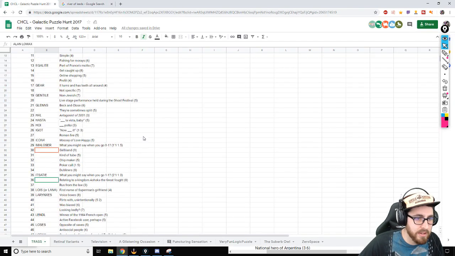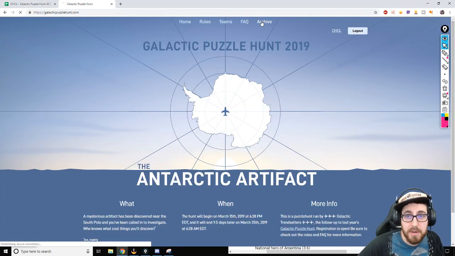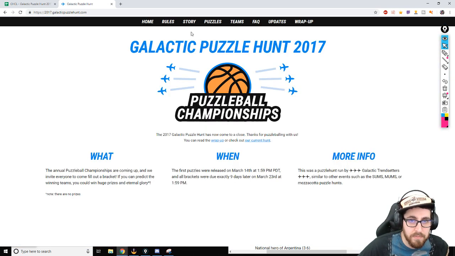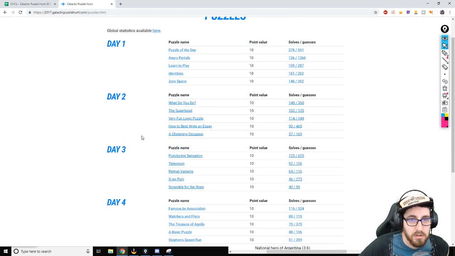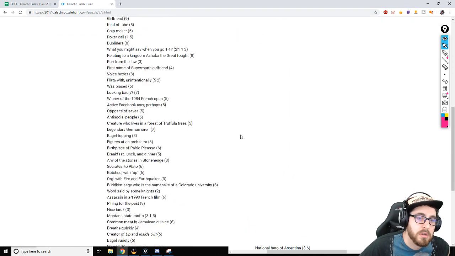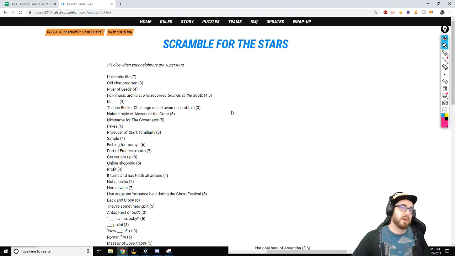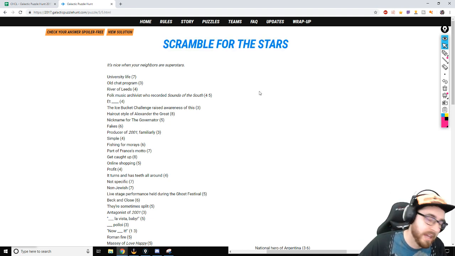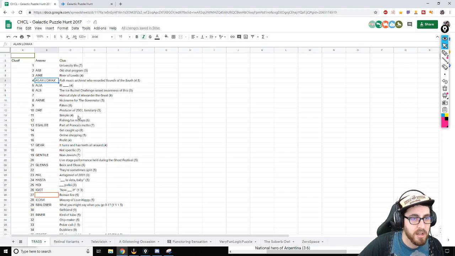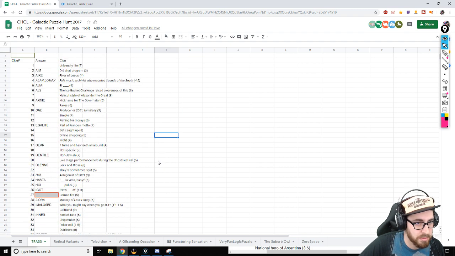Yeah, so we have all these clues here. I can actually go to Galactic Puzzle Hunt, hit the archive, go here, and then we are down here. Scramble for the stars. So we're gonna have to figure out, it's a scramble for the stars. I'm assuming maybe there's an anagram for celebrity names or something. First thing we gotta do though is fill all this out, which it looks like we're doing a pretty good job of here. I'm just trying to hit the top here.